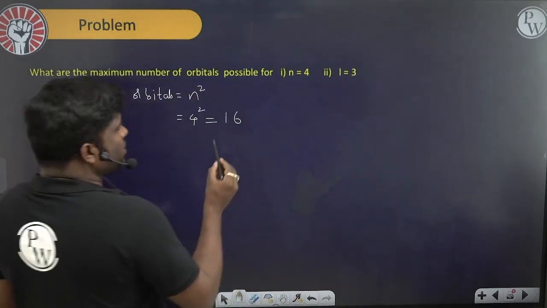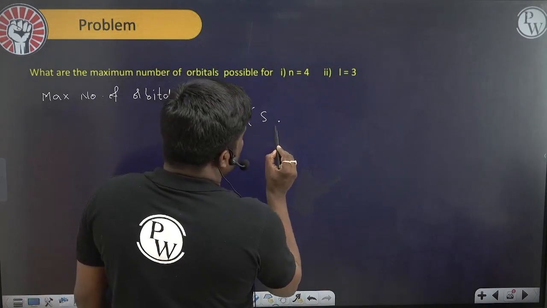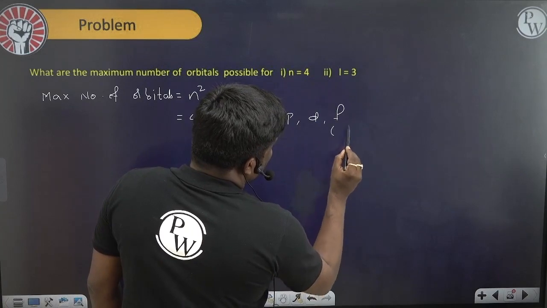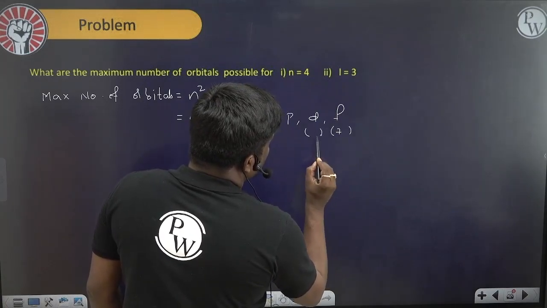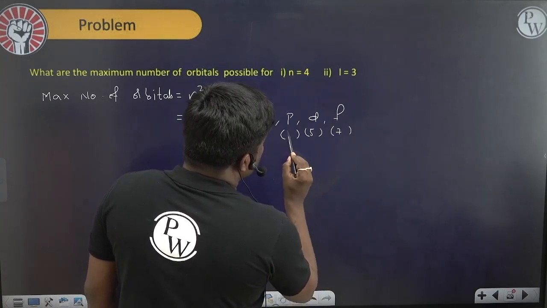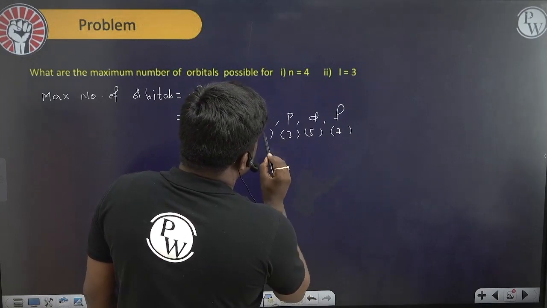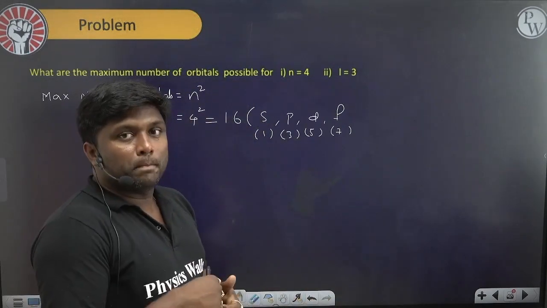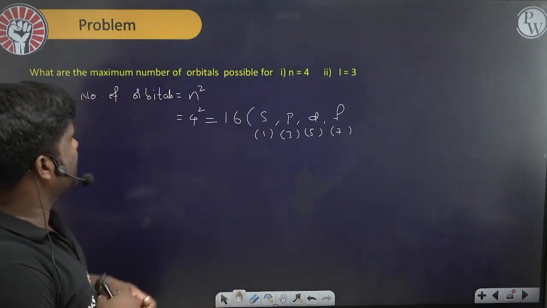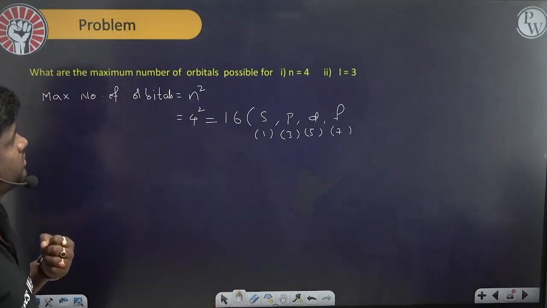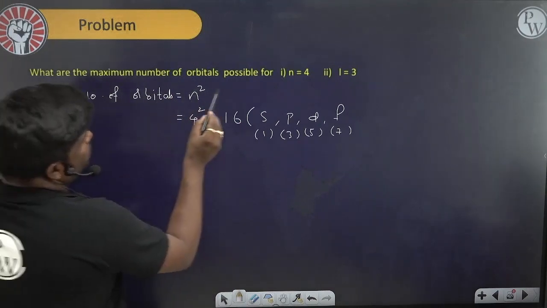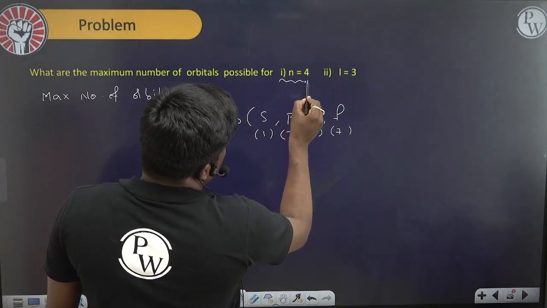Because how would we write 16? S orbital, p orbital, d orbital, f orbital. The f subshell has 7, the d has 5, this one has 3, this one has 1. Total how many? 16 orbitals. The maximum number of orbitals can be calculated by n square. Okay. And the next question is: maximum number of orbitals if the n value is 4.